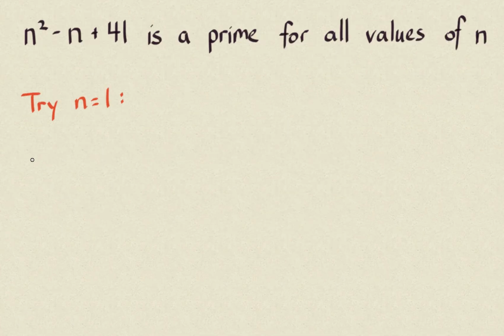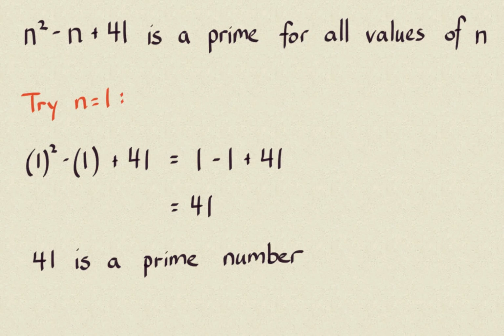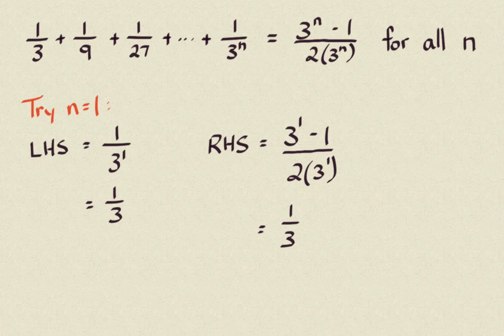When we try n equals 1, we get 1 squared minus 1 plus 41. Now, 1 squared is just 1, and so we can see that the 1 and the negative 1 cancel out, leaving us with simply 41. And 41 is a prime number. So we've trialled n equals 1 for both statements, and they've both been good.